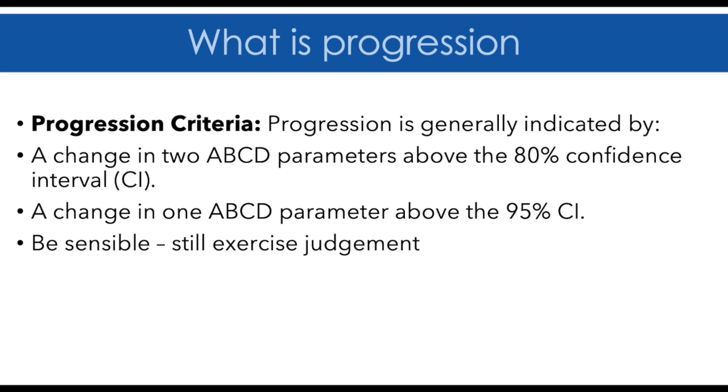Be sensible, of course, still exercise judgment. For example, don't just go on the distance visual acuity. If there is no change in any of the other parameters and the topography is exactly the same, you may need to look for cataract or a poor refraction as an example of the cause of reduced visual acuity, not using that parameter alone. So let's have a look at one that is not progression.